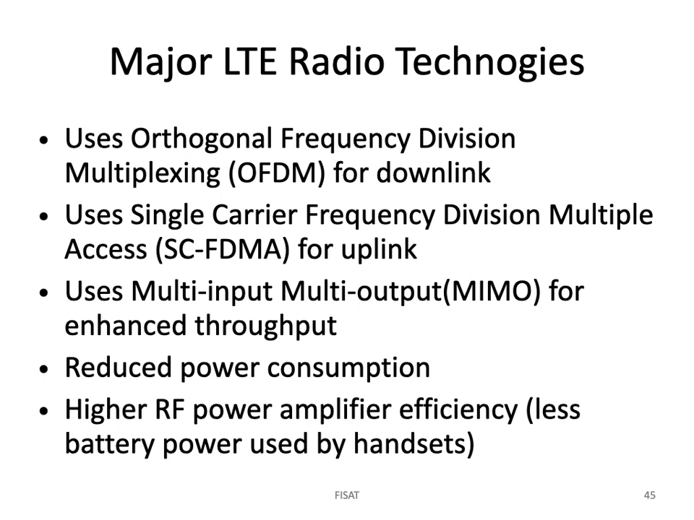Some of the radio technologies supported by LTE: it uses orthogonal frequency division multiplexing, or OFDM, for downlink, uses single carrier frequency division multiple access, SC-FDMA, for uplink, and uses multi-input multi-output, or MIMO, for enhanced throughput, reduced power consumption, and higher RF power amplifier efficiency, so less battery power is used by handsets. So these are some of the LTE radio technology and its advantages.